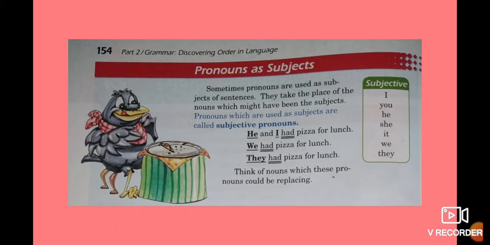Think of which nouns these pronouns could be replacing. We can say Mateo and I. Let me see, Esther, Valeria, and me. They, for example, for A and for B, we can substitute with a noun, which could be proper or common.